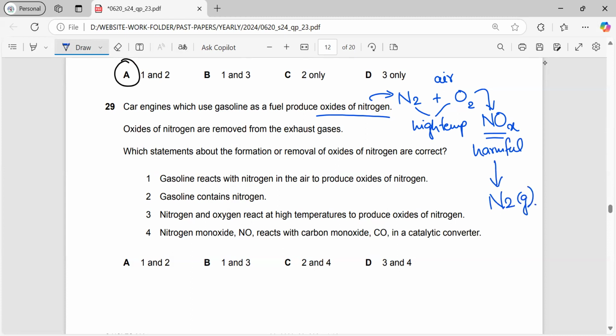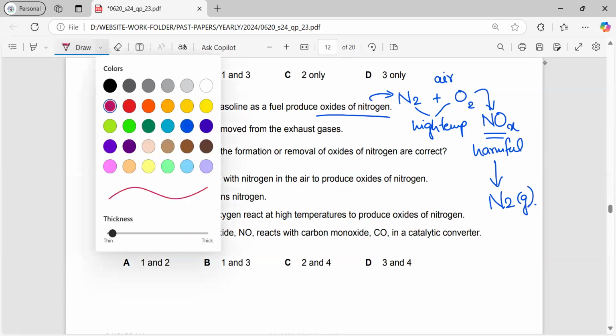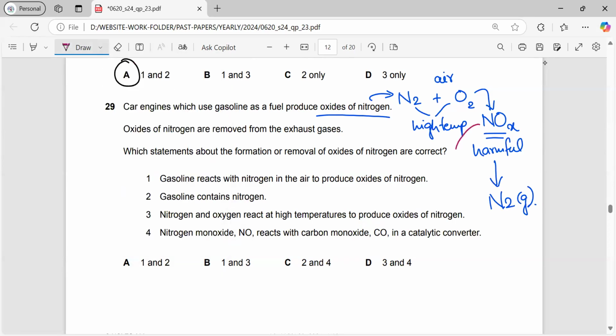And how will they convert these nitrogen oxides? The conversion happens when nitrogen oxides react with carbon monoxide and get reduced into nitrogen. And this carbon monoxide will form carbon dioxide. So nitrogen oxide undergoes reduction to form nitrogen gas. This happens in the catalytic converter. So which statement is correct about the formation and removal of oxides of nitrogen?